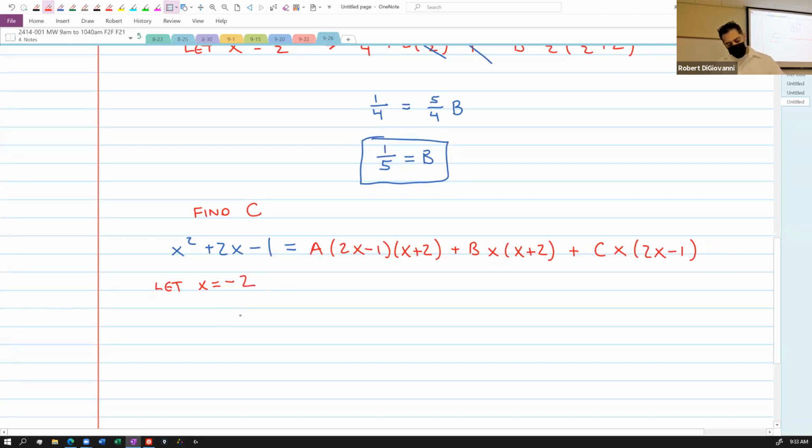If we do that, the left side becomes 4 minus 4 minus 1. I'm squaring -2, which gives me 4, and 2 times -2 gives me -4, and then -1. Everything dies except the last piece, C times -2 times -4 minus 1. So -2 here, -2 right there gives me -4 minus 1. The 4's cancel. -1 here. All these numbers together here make 10. So 10C, so C is finally -1/10.